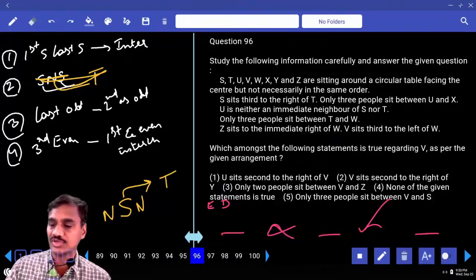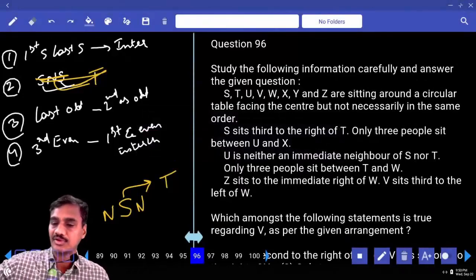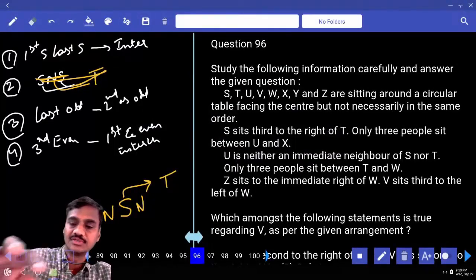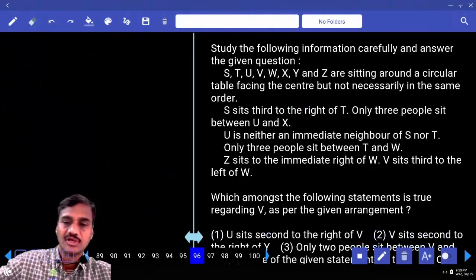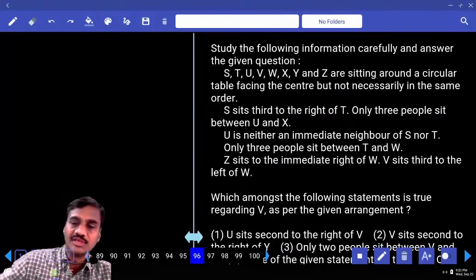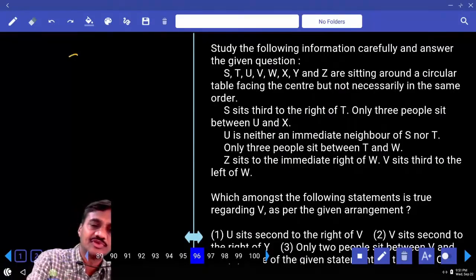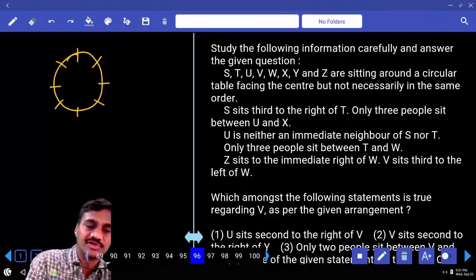Then 96 to 100. Now in this 96 to 100, tell me what is the information we have. Now it is based on which category here? Circular arrangement. How many persons? 8 persons seated around a circular table facing the center. All the persons are facing towards the center, it is clearly given. Hence 1, 2, 3, 4 and 5, 6, 7, 8. And S sits third to the right of T. T is here. S is seated third to the right of T.